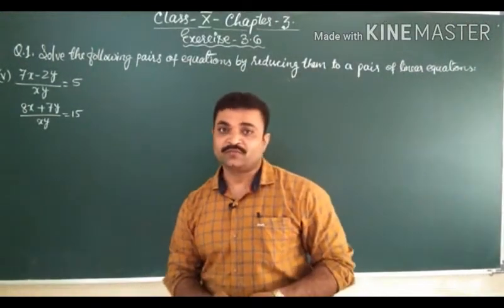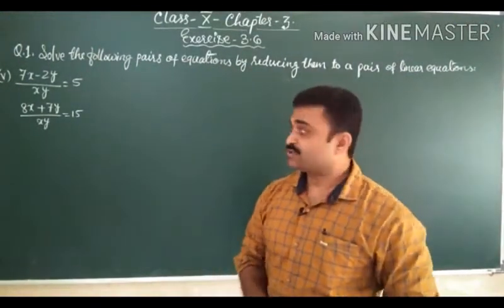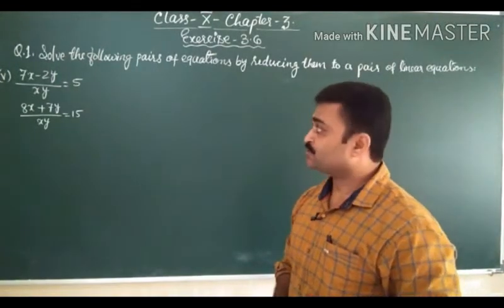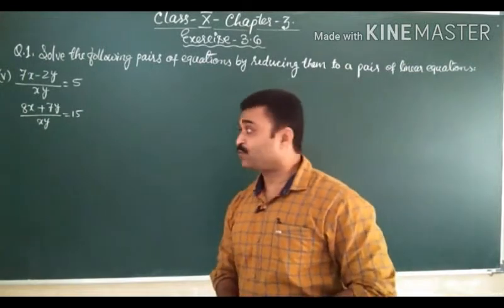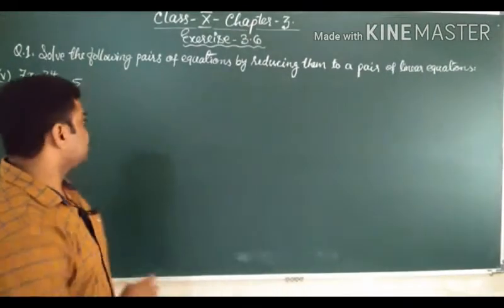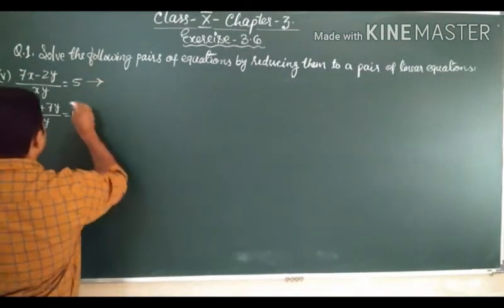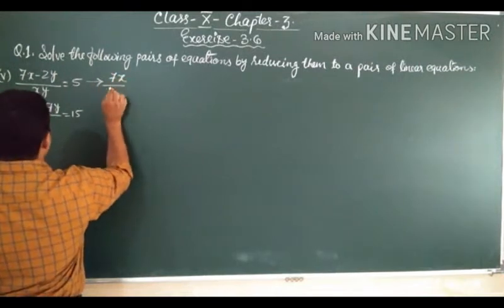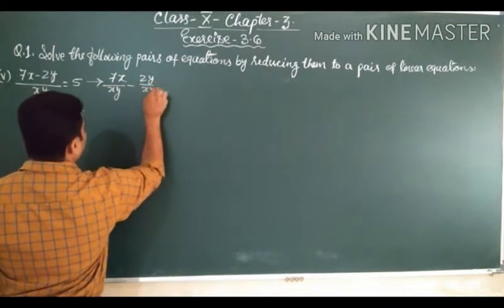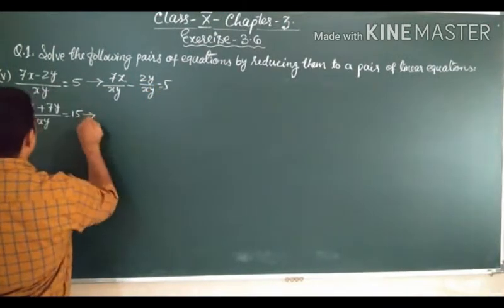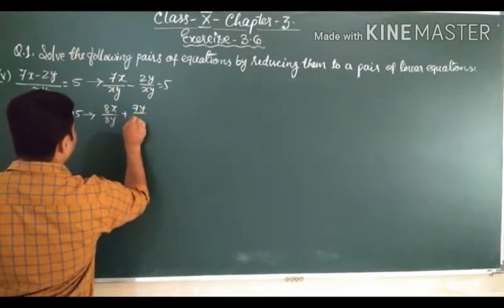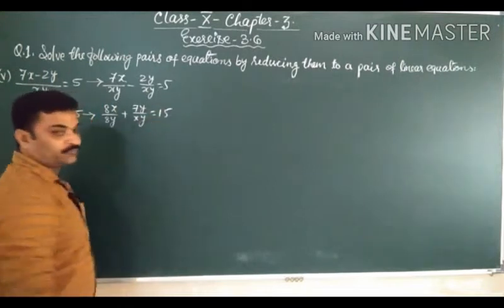Students, now we are going to solve the fifth part of question number 1. In this question we have two equations: (7x - 2y)/xy = 5 and (8x + 7y)/xy = 15. These equations can be written as 7x/xy - 2y/xy = 5 and 8x/xy + 7y/xy = 15.